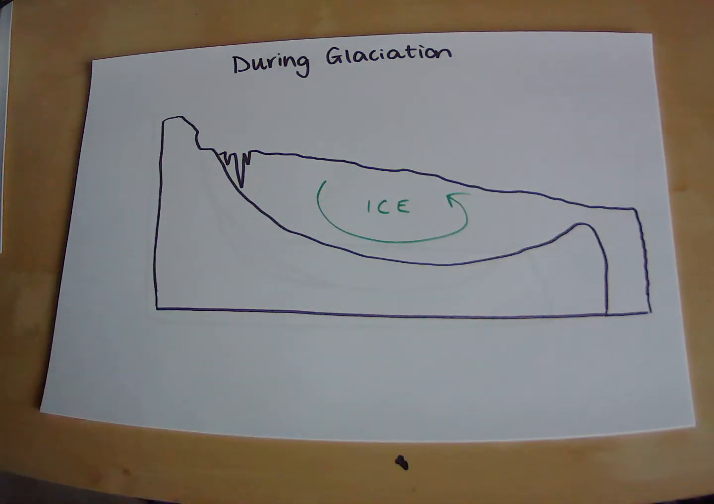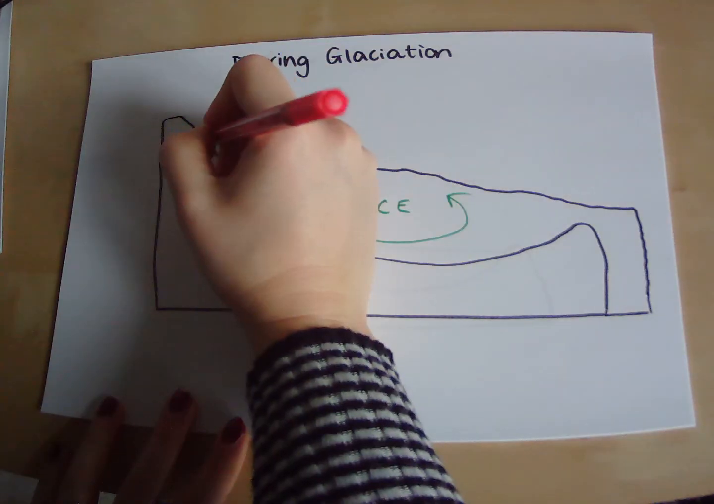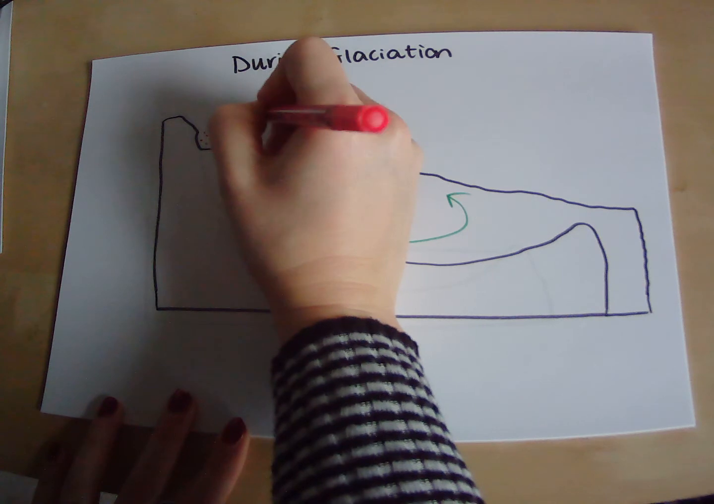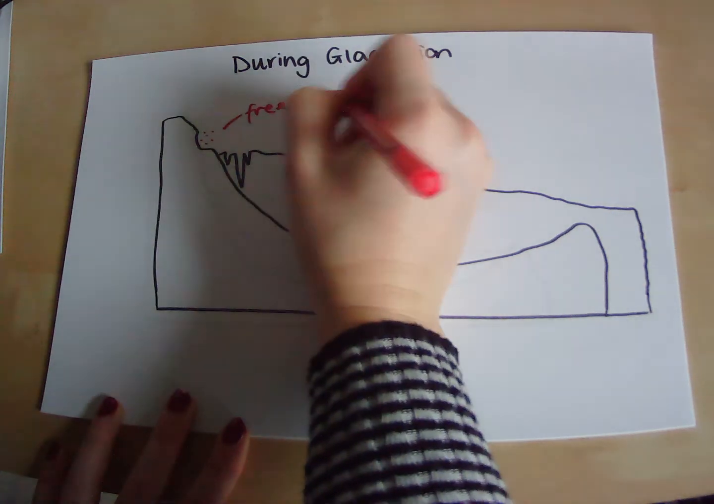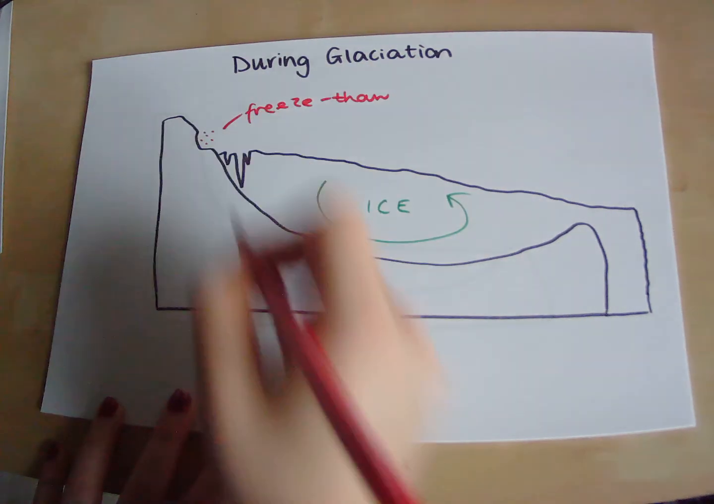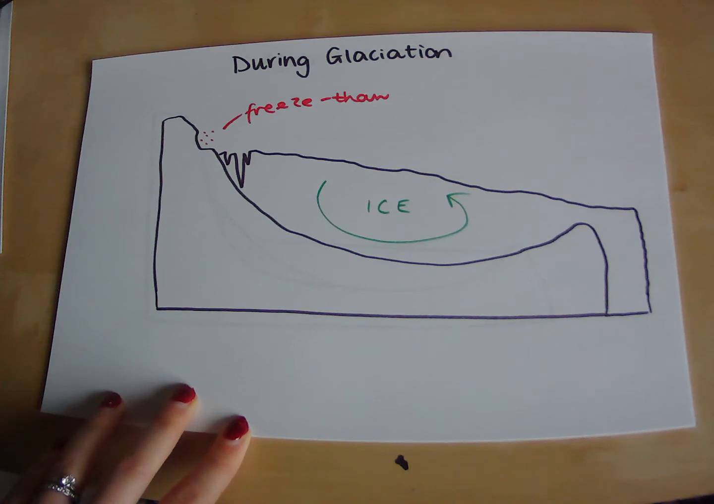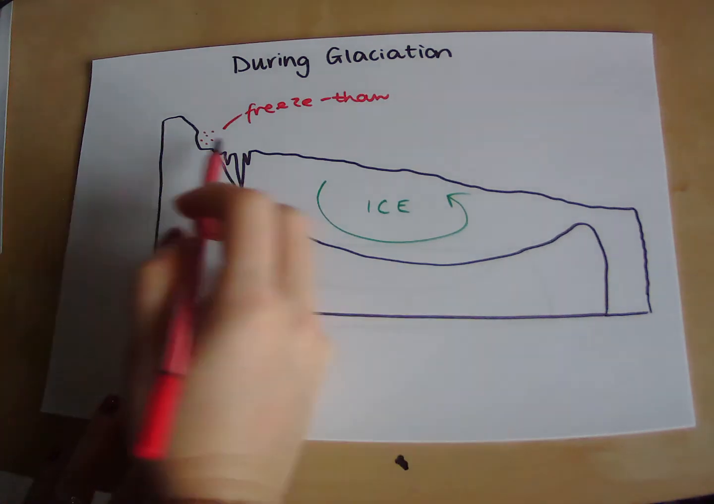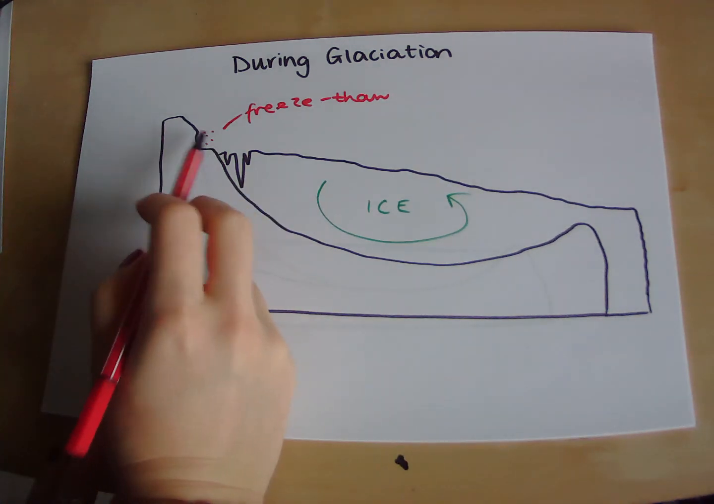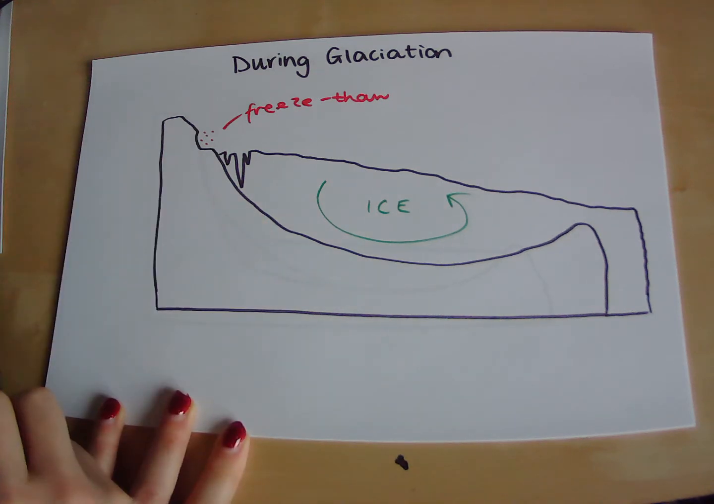So this is where we have our processes, and the during glaciation phase is always very important to talk about processes. So there's 3 processes going on here. First of all, we have freeze thaw. Now this happens above the glacier, so above where the ice is on the rocks there. And pieces of rock break off because of freeze thaw, and that steepens the back wall.